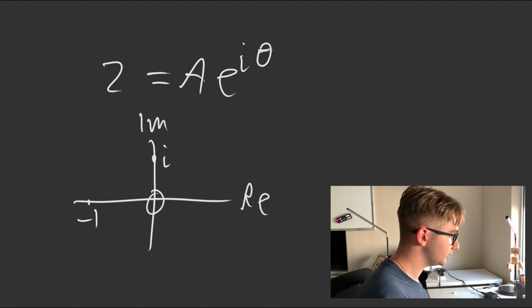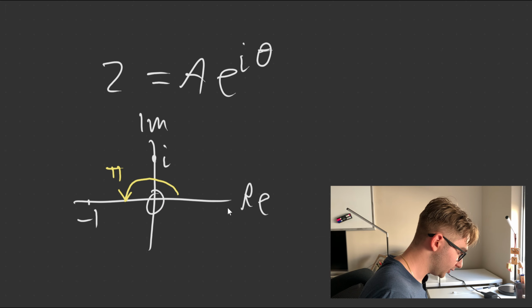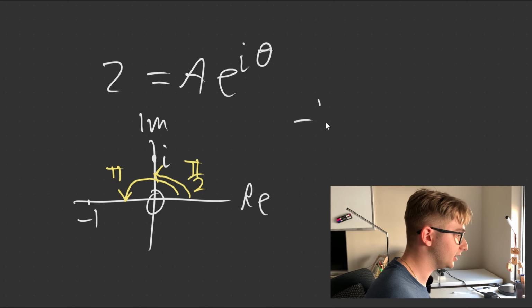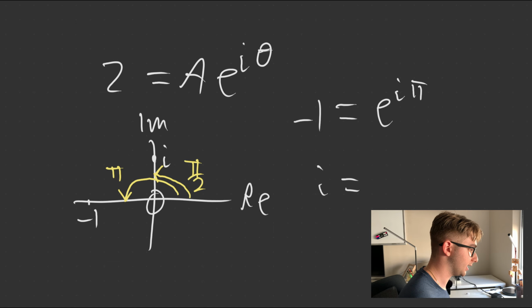But now the argument is going to be different. The theta is going to be different. For negative 1, it's going to have an argument of pi from that positive real axis there. And then from the real axis here to i, it's going to have an argument of pi on 2. So now this therefore means that negative 1 can be rewritten in the form e to the i pi, and i can also be rewritten as e to the i pi on 2.